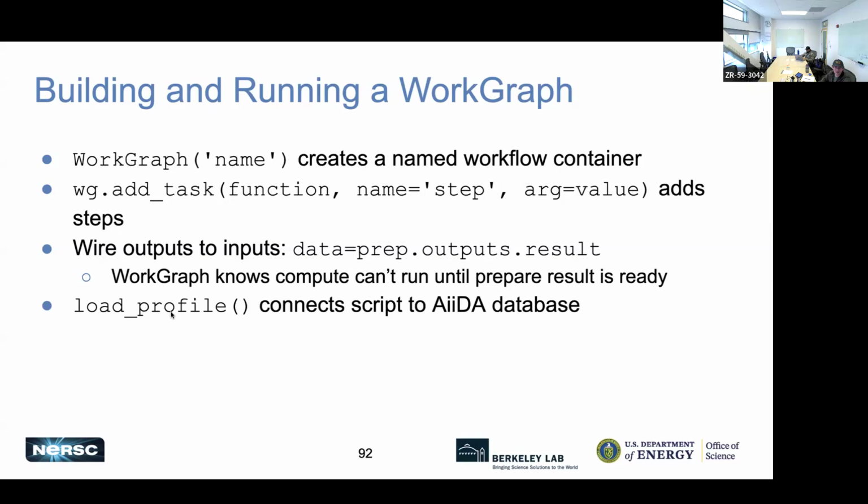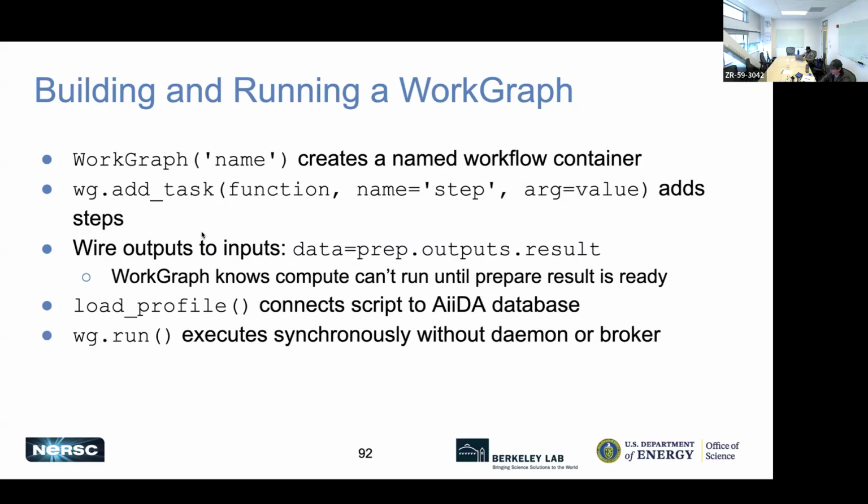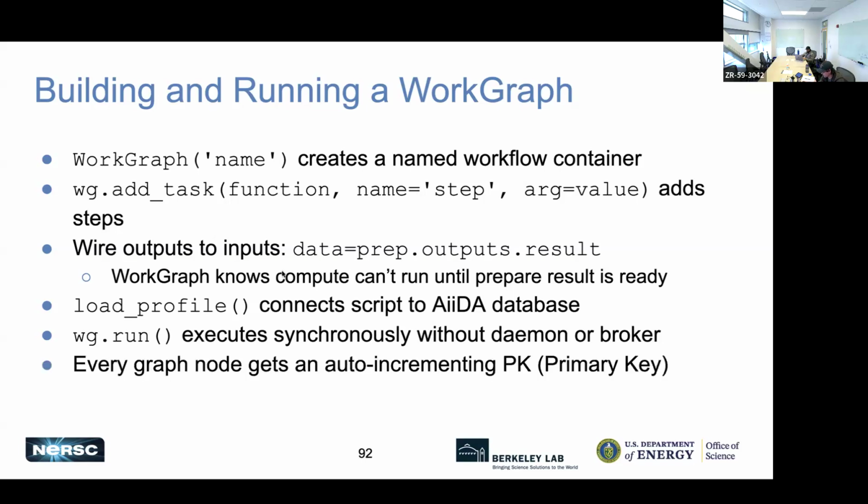Okay, and load profile is the part that actually sets up the connection between your script and its operation and the AiiDA database behind the scenes that is permanently recording all of the provenance information. Then you do your work graph.run. This is the synchronous version versus submit, which is the asynchronous version. And that's going to actually set running the pipeline in motion.